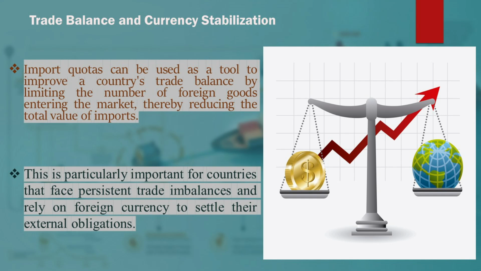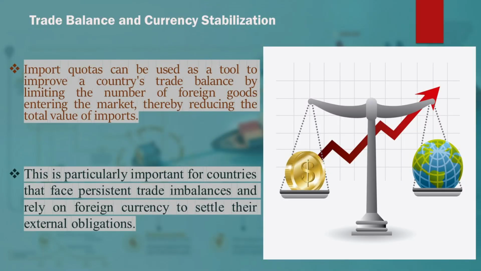So import quotas can be used as a tool to improve a country's trade balance. A trade deficit occurs when the value of a nation's imports exceeds the value of its exports, leading to an outflow of currency. So in that case, what happens? By imposing quotas, a country can limit the number of foreign goods entering the market, thereby reducing the total value of imports and helping to bring the trade balance into equilibrium.